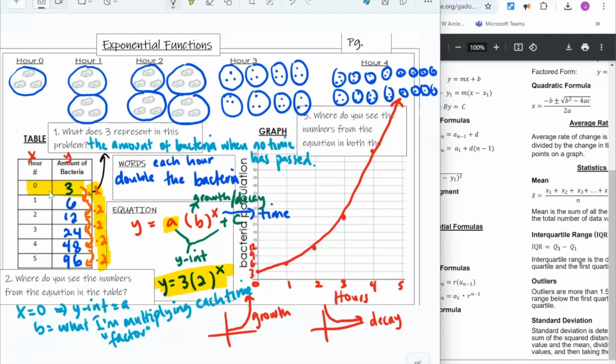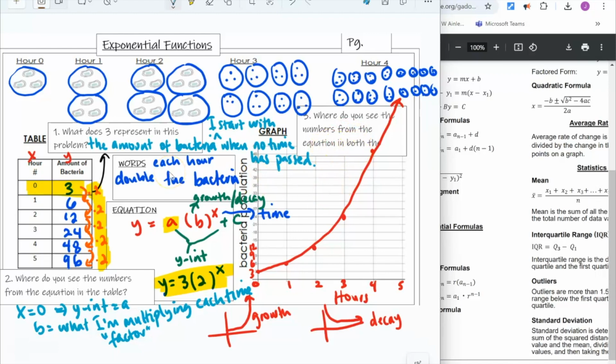Okay, so what does it represent? It's what I'm starting with. No time has passed because the hour is 0. This is the amount of bacteria I start with when no time has passed. I like that even better, the amount of bacteria I start with. And that's what the y-intercept means. We've done this extensively.